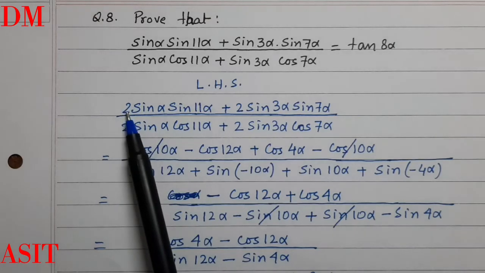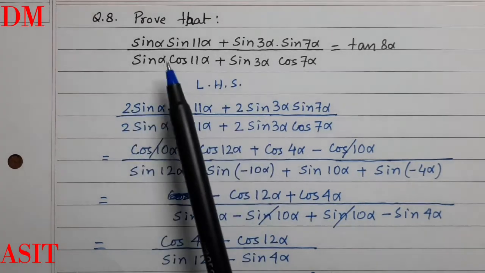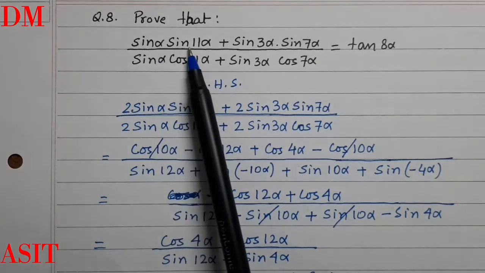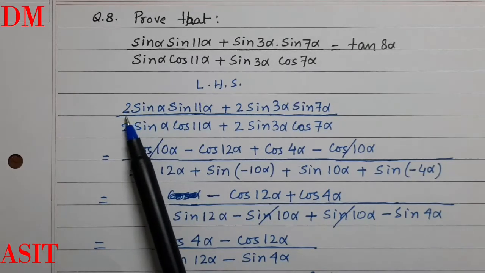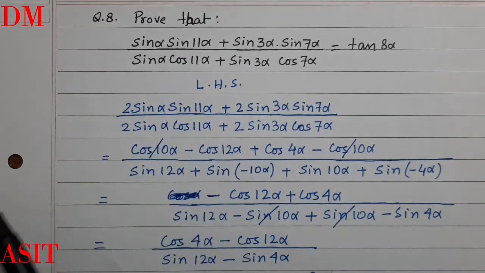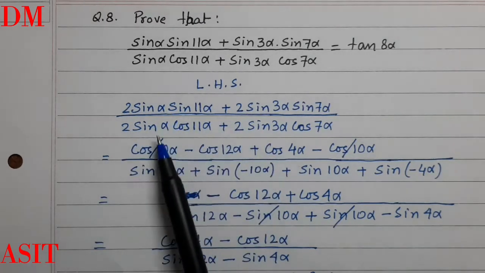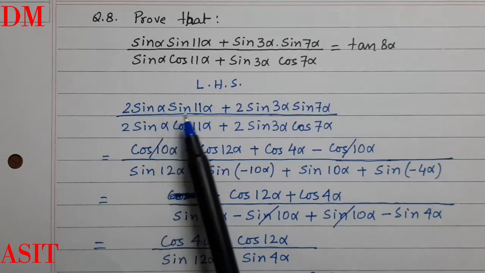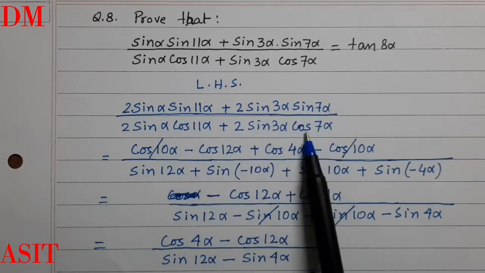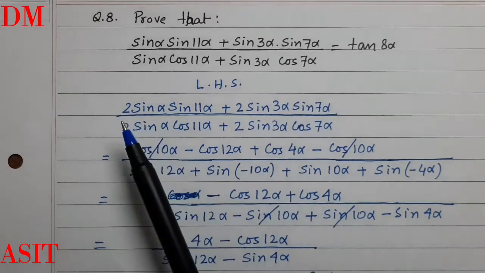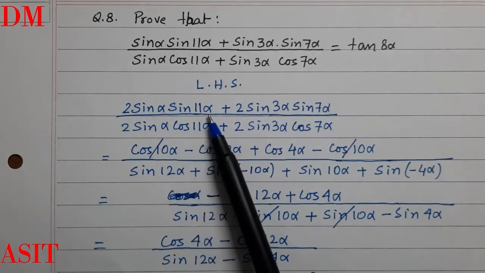So I multiply 2 in both the numerator and denominator, because we don't have any formula of sin alpha cos 11 alpha. We need to make it 2 sin A sin B, then we can apply the formula. So after multiplying 2 in both numerator and denominator, we get 2 sin alpha sin 11 alpha plus 2 sin 3 alpha sin 7 alpha, and so on like this. You can see this. Now it will be 2 sin A sin B formula.